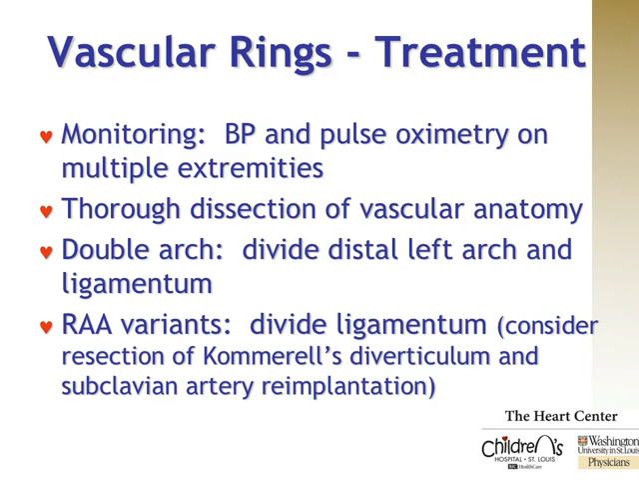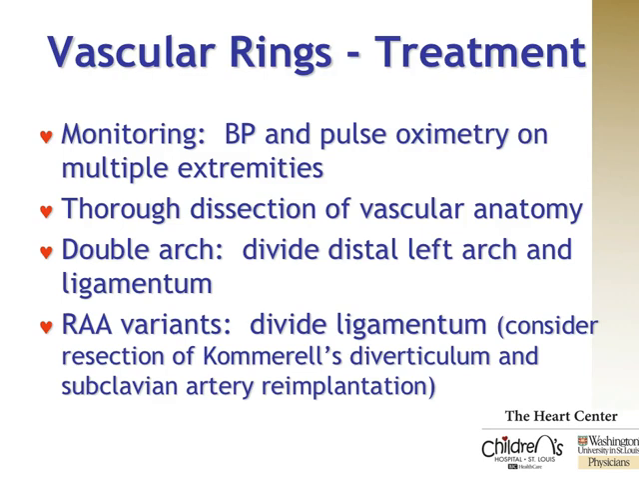With a double aortic arch, we're typically dividing the distal left arch beyond the left subclavian artery, as well as the ligamentum, so really converting the anatomy to a right aortic arch with mirror image branching. With the right aortic arch variants, we need to divide the ligamentum, and that may be all that's needed. You may consider resection of a Kommerell's diverticulum and reimplantation of the aberrant left subclavian artery to the left common carotid artery. The classic operation for this is simple division of the ligamentum.